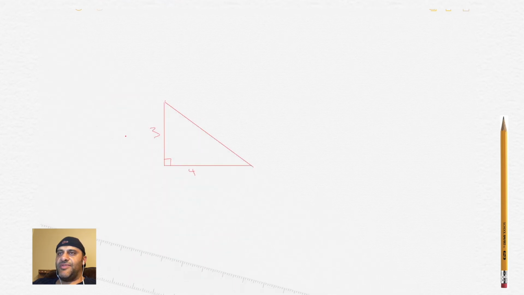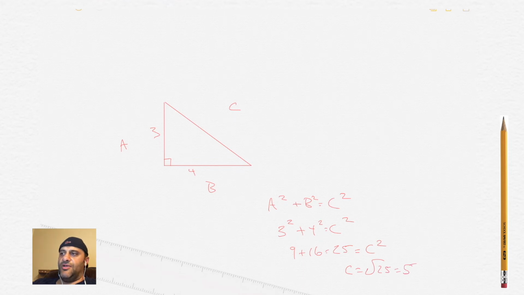Okay, we know the Pythagorean theorem, the good old Pythagorean theorem, that is a squared plus b squared equals c squared. So here, the two sides are 3 and 4, and we want to calculate the hypotenuse. A is 3, so it's 3 squared plus 4 squared equals c squared. 3 squared is 9, 4 squared is 16, it's going to equal 25, and 25 then will equal c squared. So c is going to be the square root of 25, which is 5. So in that right triangle, we can calculate the hypotenuse of 5.